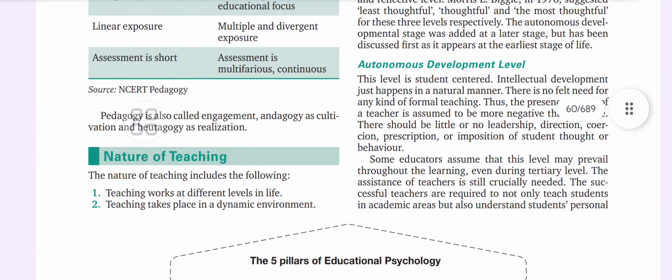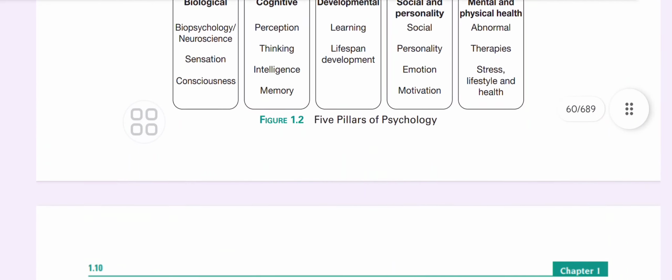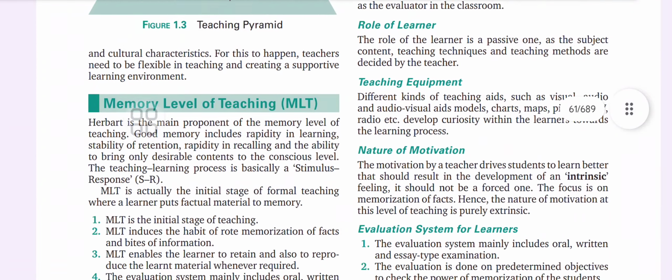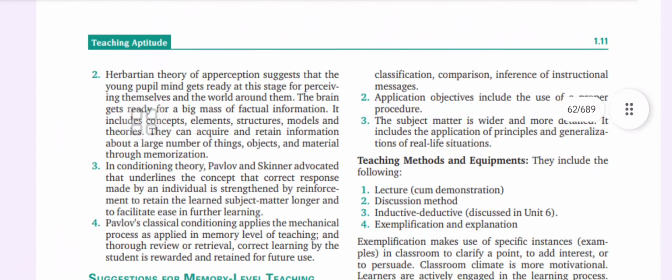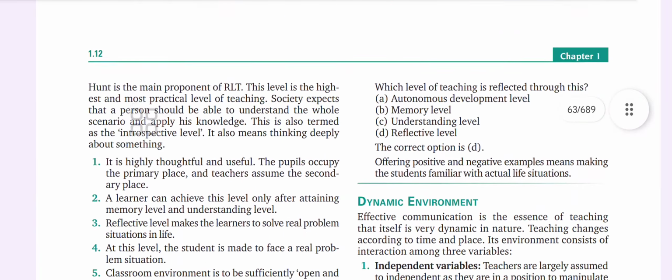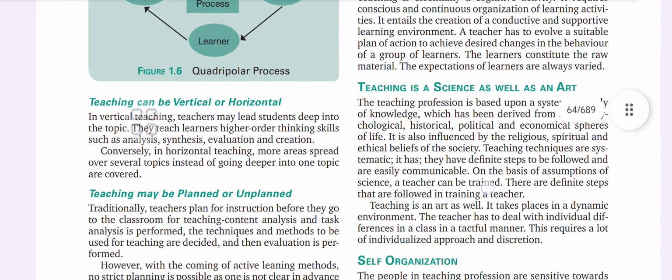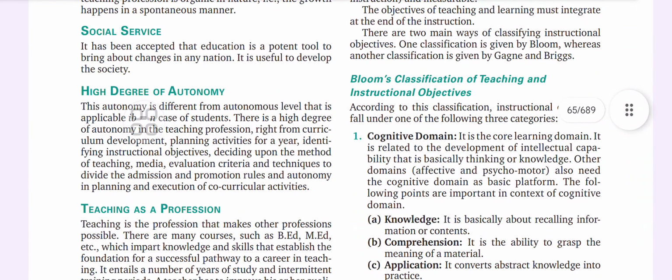Nature of teaching you need to understand, like at different levels in life, teaching takes place in a dynamic environment also. What is the autonomous development level, right? Teaching method, teacher role, memory level of teaching. Understanding level, reflective level, these 3 levels are there. Now we have social service or a high degree of autonomy, teaching as a profession.